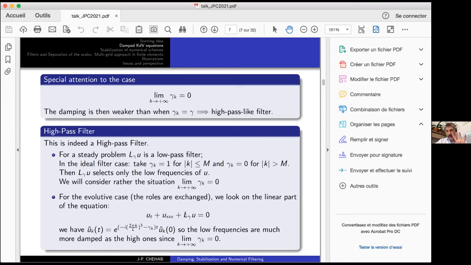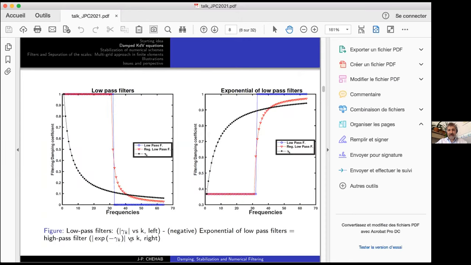For instance, when looking only at the linear part of the KdV equation, which you can solve formally in Fourier space, you have this relation. And you see that e to the minus gamma k t is the modulus of this expression. So when gamma k goes to zero as k goes to infinity, this will kill only the low mode components, which is exactly the effect we want to have.